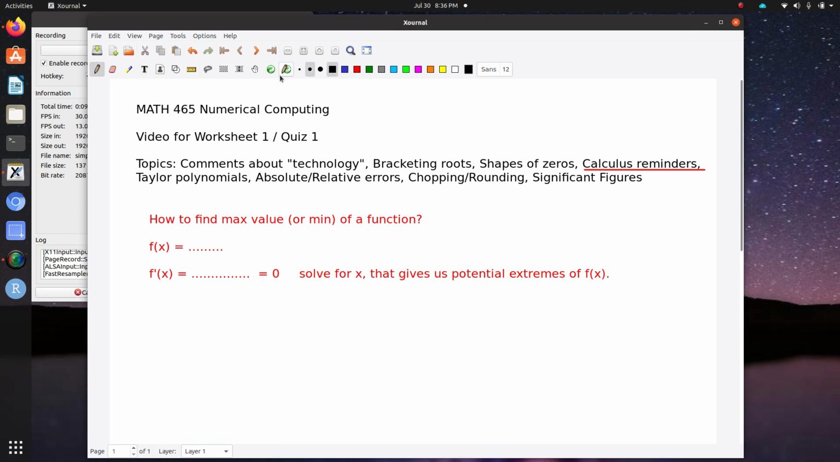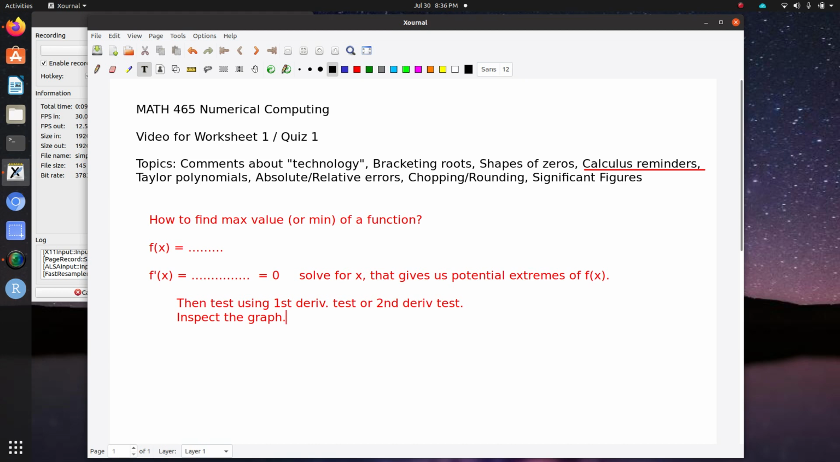So hopefully you remember all this, and then after you get your potentials, then what you're going to do is you're going to go off with some kind of method to test it. So then test using first derivative test or second derivative test, so on and so forth. Other things you can just do, inspect the graph, things like that. So just because you've generated potential maxes and mins doesn't mean your job is done. You know that you still have the rest of the work to go.